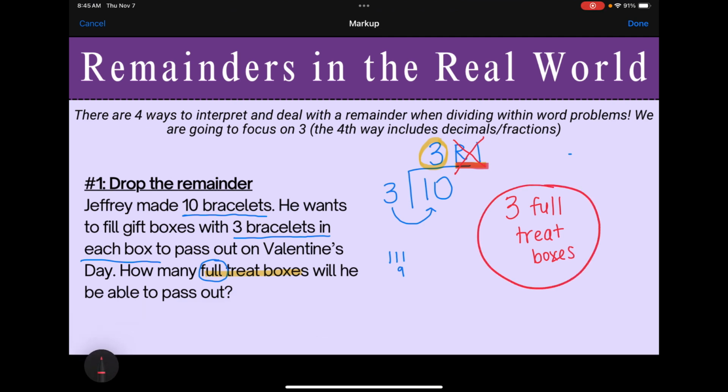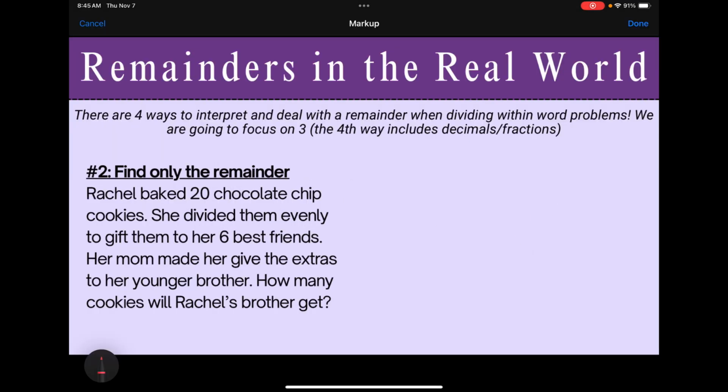Let's look at another way that we could deal with a remainder. Another way to deal with a remainder is to find only the remainder. So this would be the case of the question is asking you for what is left over. Rachel baked 20 chocolate chip cookies. She divided them evenly to gift them to her 6 best friends. Her mom made her give the extras to her younger brother. How many cookies will Rachel's brother get? So in this case, we need to figure out how many cookies are going to be left over after she gives them out to her 6 best friends.